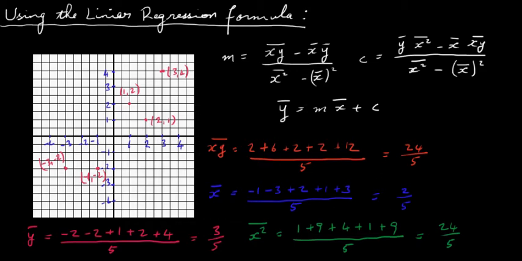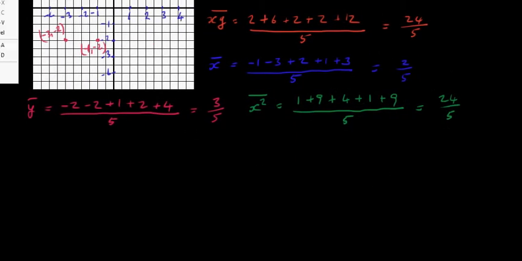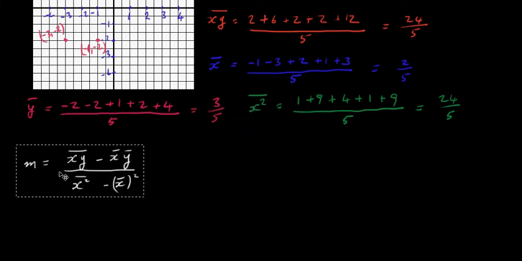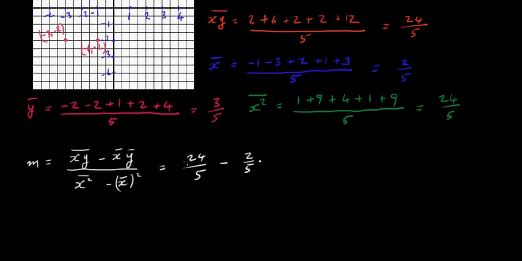So these are all the values we need to put into our formula here. Let me just move that down a little bit here so that we can use it again. So these are our 4 values here, and we're going to put those into this formula here. Okay, so let's stick all those values in. Well, we have the mean of our x, y, so that's 24 over 5, minus x bar, y bar, so that's going to be these two here, 2/5 multiplied by 3/5.